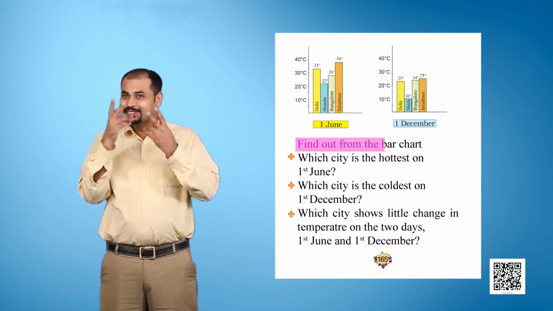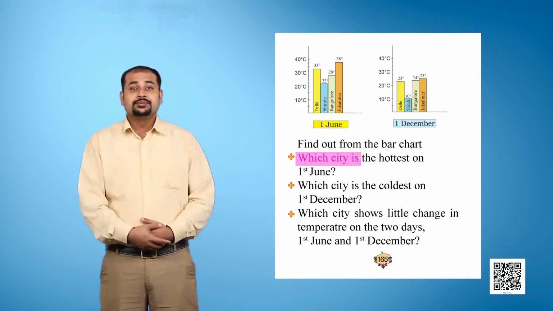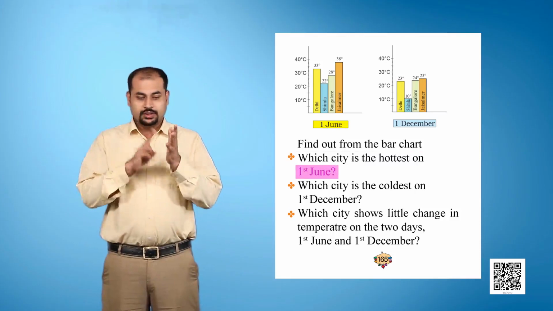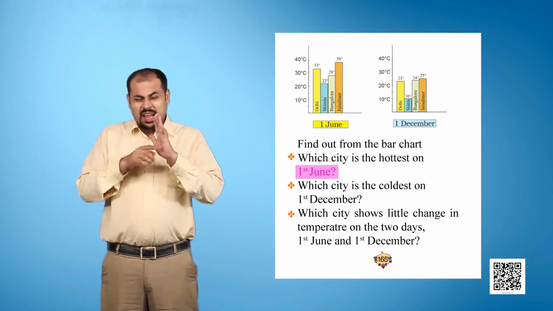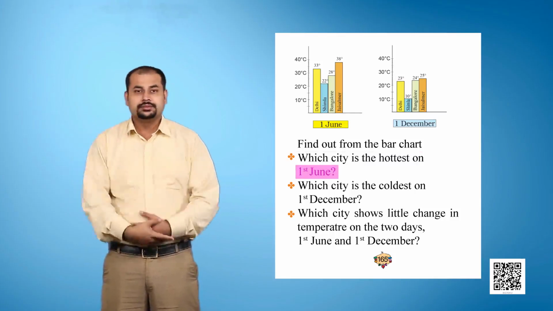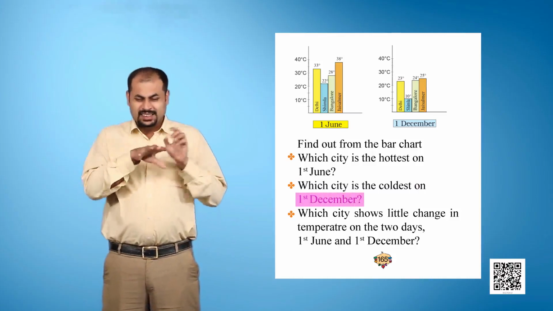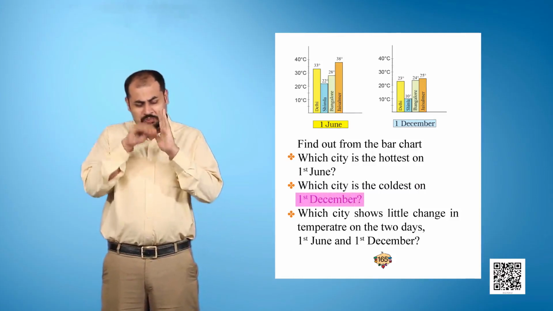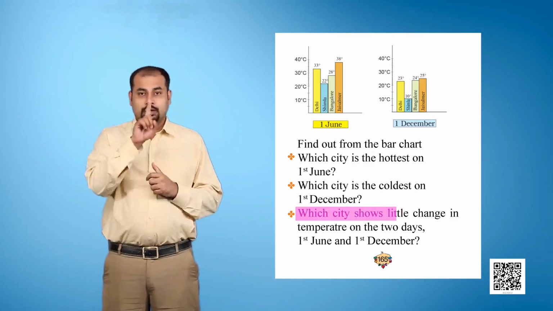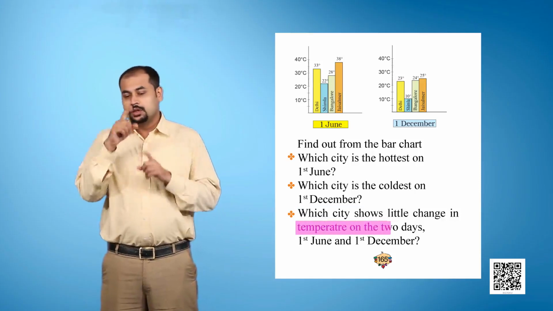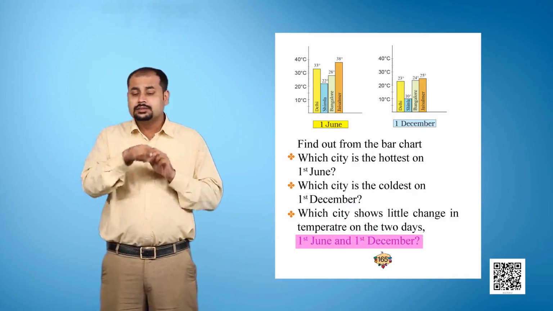Find out from the bar chart. Which city is the hottest on 1st June? Which city is the coldest on 1st December? Which city shows little change in temperature on the 2 days, 1st June and 1st December?